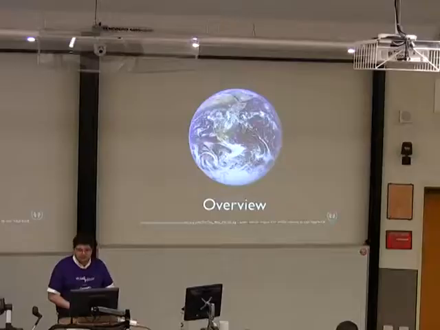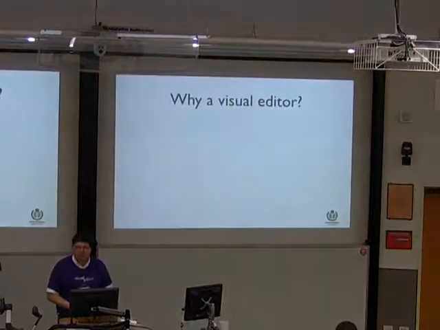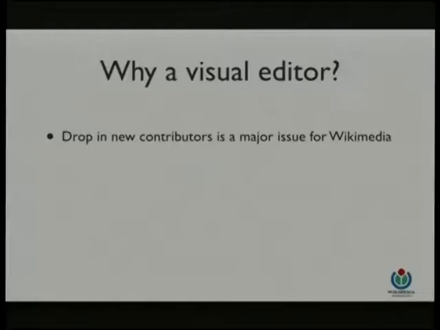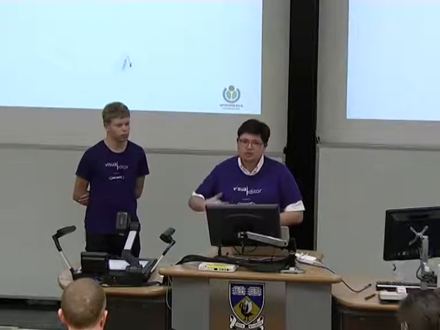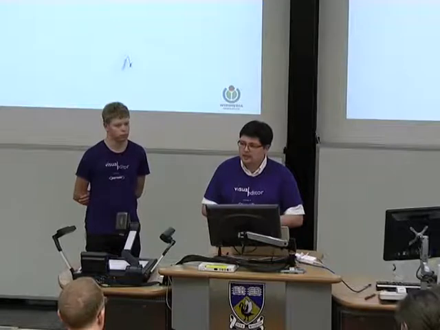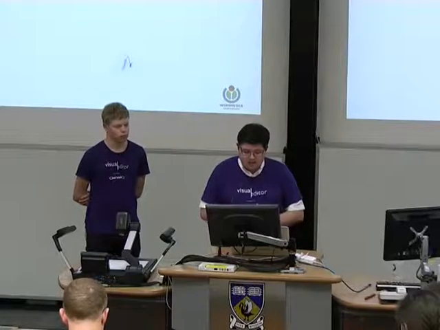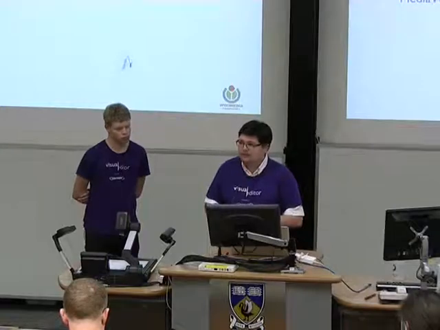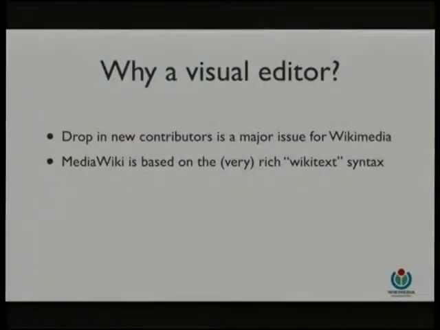So a brief overview: why on earth are we building a visual editor? Well, frankly, the big issue that we are facing on Wikipedia and other Wikimedia properties is that there's been a massive drop-off in the number of users who are editing. Long-term contributors less so, but short-term one-off contributors has fallen quite substantially since about 2007. This is a really major issue because, of course, the people who volunteer to write Wikipedia are the reason Wikipedia grows and the reason Wikipedia is liked.